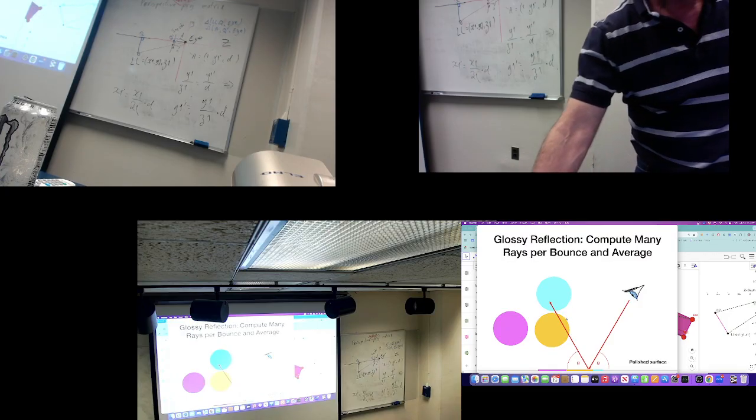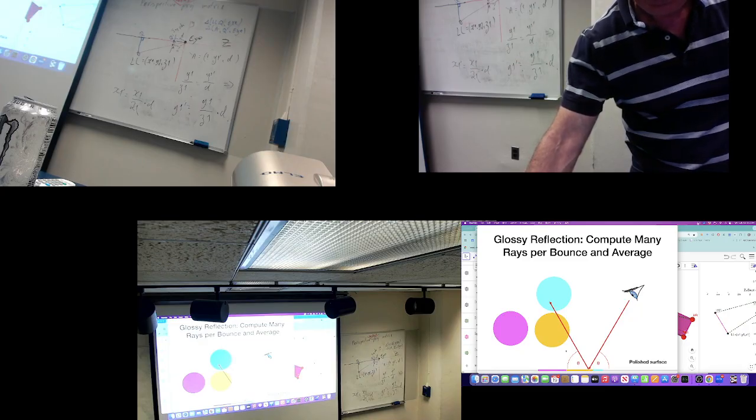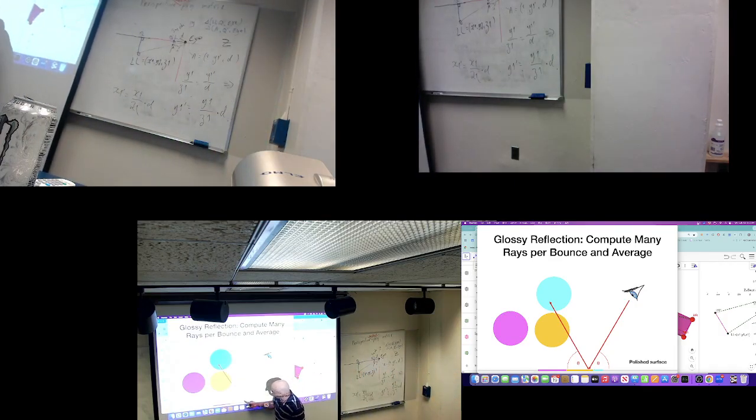Glossy reflections will mean that I want to know what's the color right here. I'll shoot a few rays, see, do I see the purple ball? Do I see this point? This point over here. Do I see the orange ball? Do I see the cayenne ball? Do I see the purple?